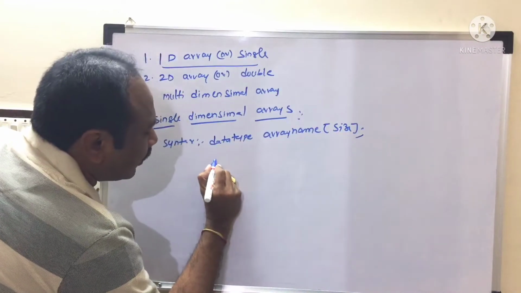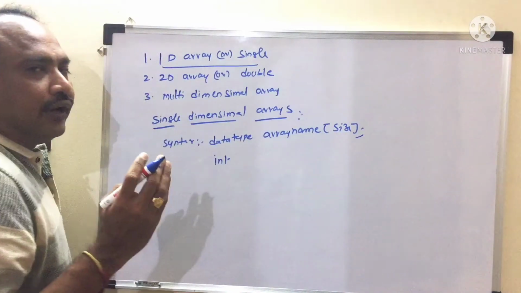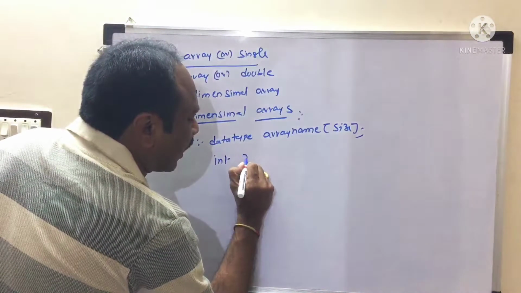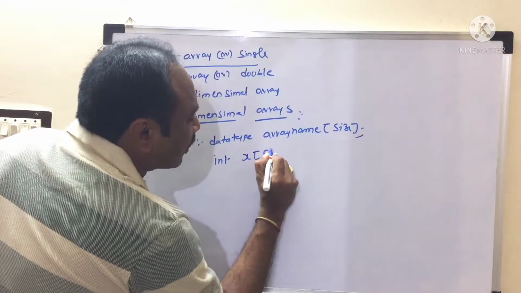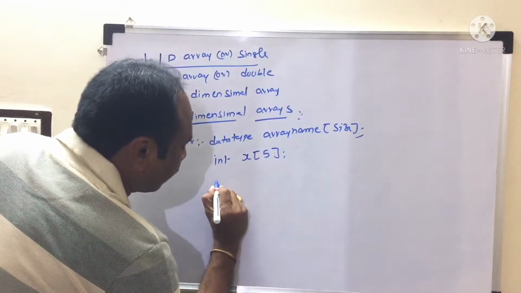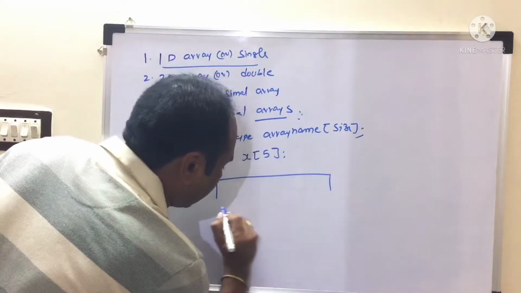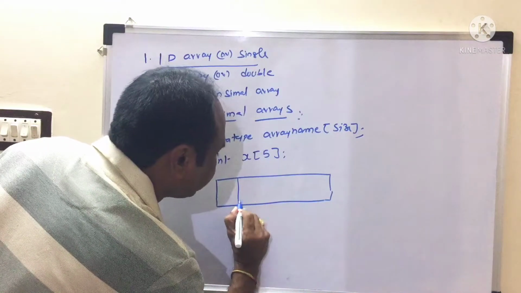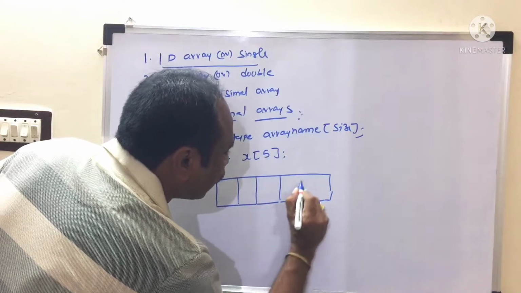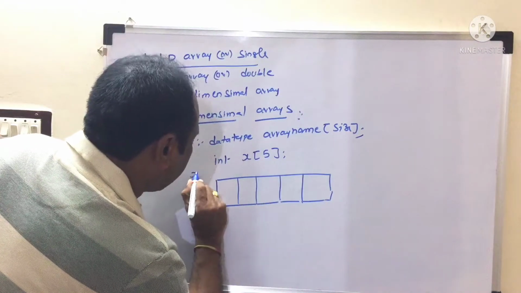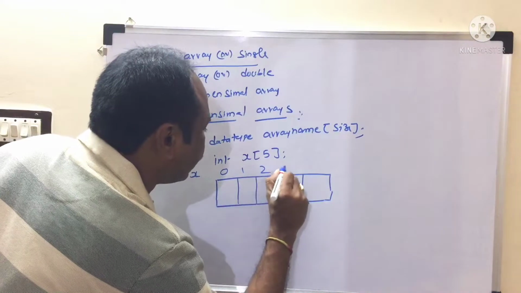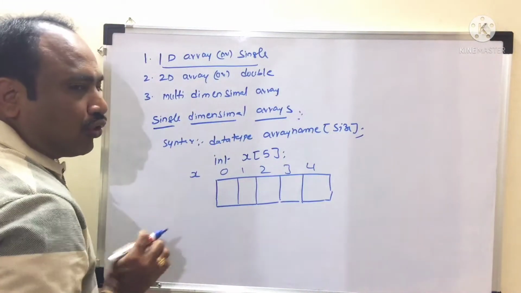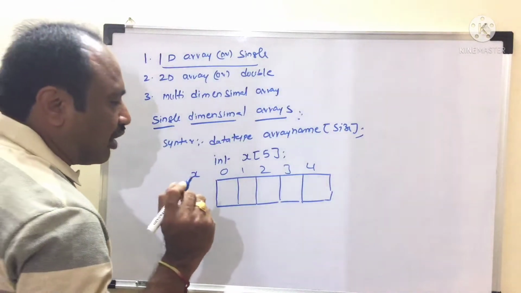For example, the data types are int, float, char. Int x of 5. What is the meaning of this? Under the array name x, we are going to store 5 values: 1, 2, 3, 4, 5. Array name x of 0, x of 1, x of 2, x of 3, x of 4. Whatever 5 values I am going to store, all these 5 values should be integer values.